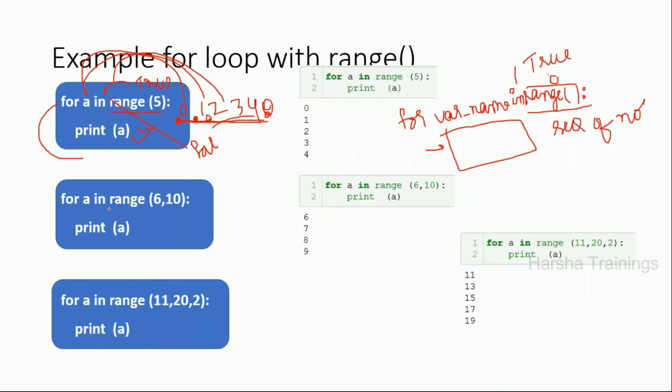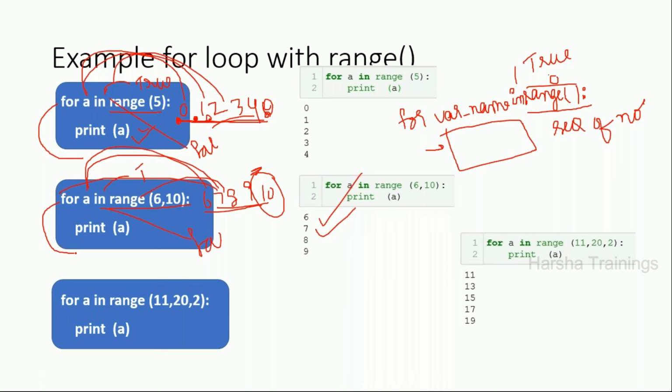Now, here range of 6, 10 means 6, 7, 8, 9. 10 will not be included. So when I have elements in the sequence, the in operation returns true. Then 6 will be copied to a. Print 6. Then I have elements in the sequence, so in returns true, 7 will be copied to a. Print 7. 8 will be copied. 9 will be copied. After that, there are no more elements here, so the in operation returns false. Whenever it returns false, it simply comes out of the for loop. Clear? This is the second syntax.